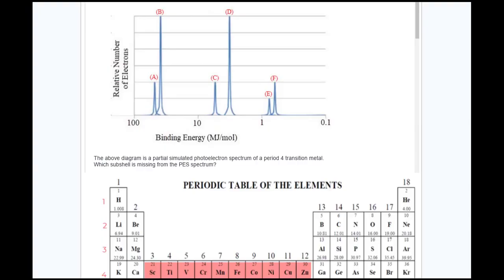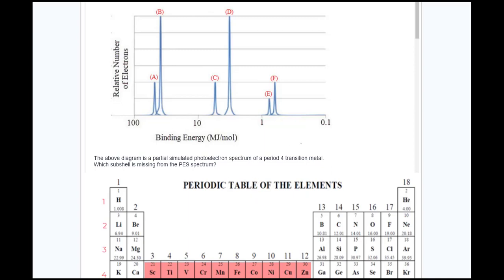Here's a question on a photoelectron emission spectrum that's shown here. This is the above diagram, a PES spectrum of a period 4 transition metal. Which subshell is missing from this PES spectrum? Now, a PES spectrum on the AP exam, they're idealized, and basically they're a graph of electron configurations. They're a visual cue as to what the electron configuration is.